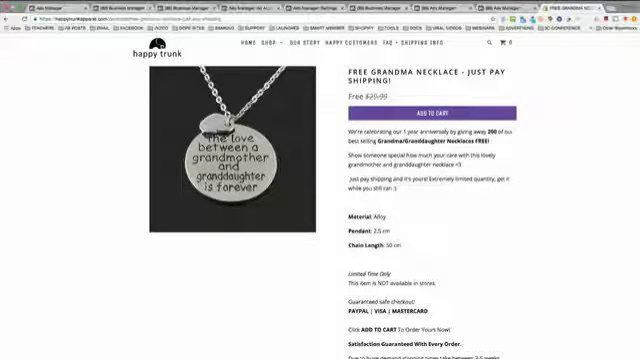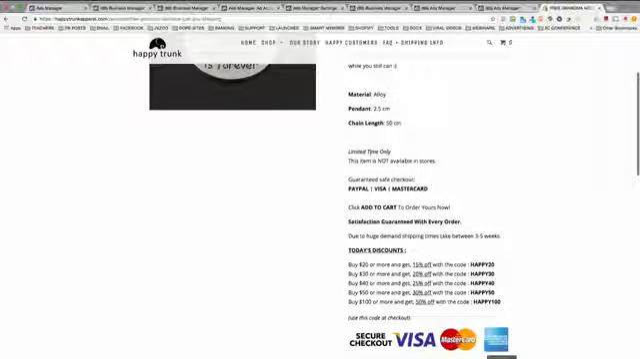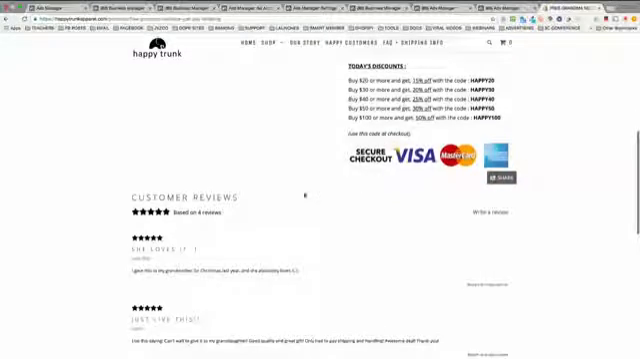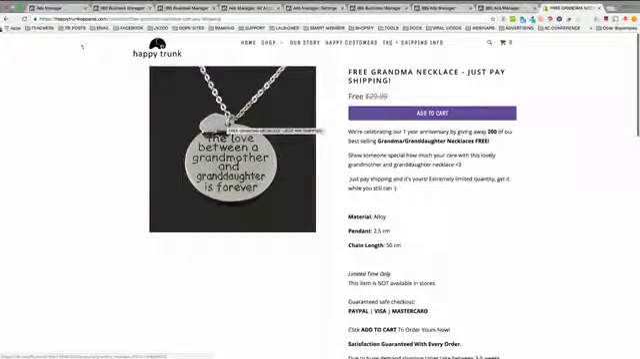So look what they're doing here. They found a product that's cheap enough they can give away for free. They have to justify why they're giving it away for free, so it's not like a scheme. We're celebrating our 1-year anniversary by giving away 200 of our best-selling grandma-granddaughter necklaces free. Show someone special how much you care with this lovely necklace. They give some details about it. Limited time only, not available in stores. Secure, guaranteed checkout. And then today's discount. They're giving you a bunch of coupons you could use to get a discount if you purchase more. Reviews. Okay, they're set. So here's an example product.